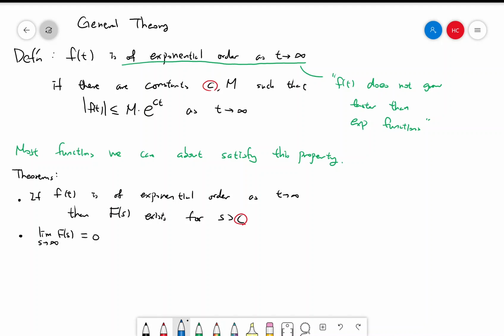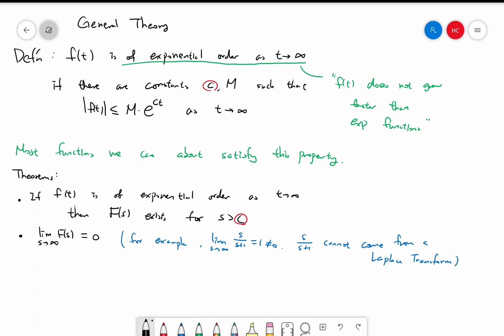This tells us which functions can be coming from Laplace transforms and which functions cannot. For example, because the limit of s over s plus 1 as s approaches infinity is 1, not 0, the function s over s plus 1 cannot come from a Laplace transform. Therefore, the inverse does not exist.